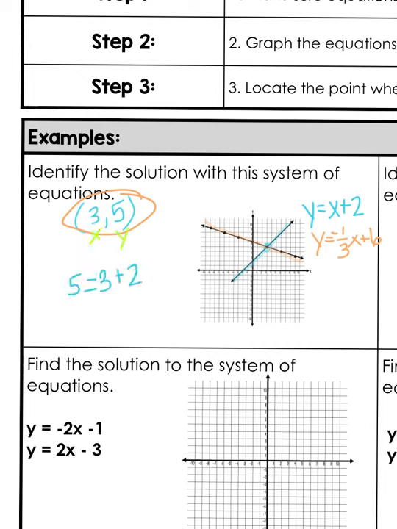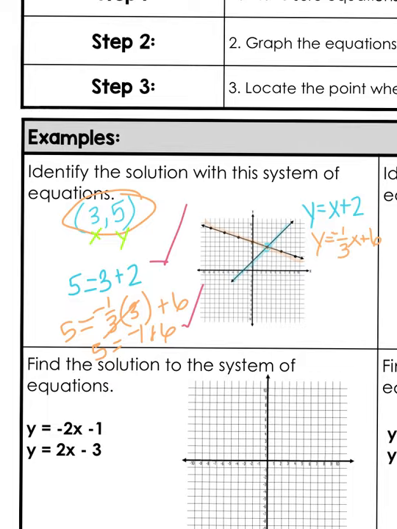So if I plug in 3 for x and 5 for y into this equation, y equals x plus 2, does 3 plus 2 equal 5? Yes, it does. So this is a true statement. It is a solution. Now to plug into my next equation, negative 1/3 x, which is 3, plus 6, it should equal 5. Well, negative 1/3 times 3 is negative 1, plus 6. Well, negative 1 plus 6 does equal 5.